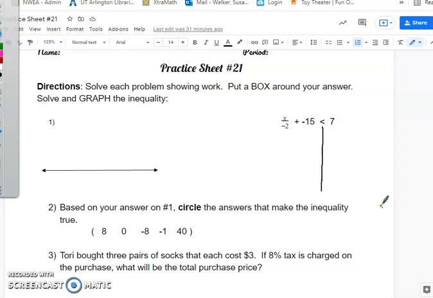We flip the sign, guys, if we multiply or divide by a negative. In this case, this is divide by a negative. Or if it looked like this, we would divide by a negative. It doesn't matter if this is a negative; that does not matter for flipping the symbol. So I already know this is a flip the symbol problem.